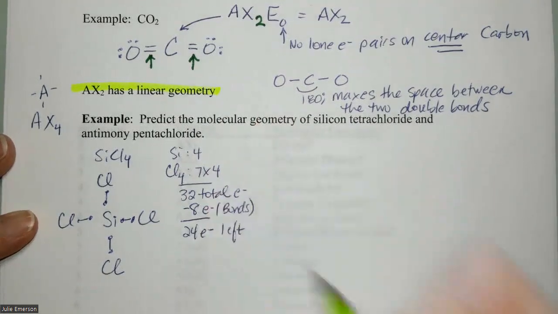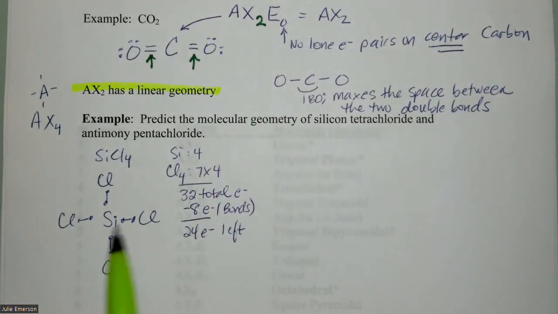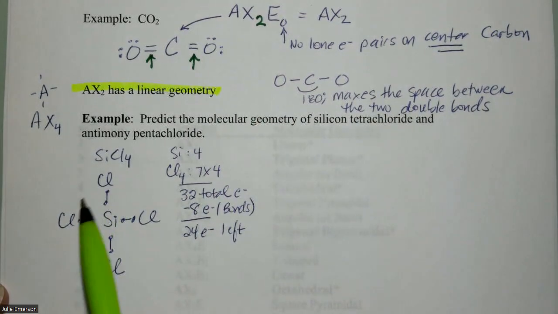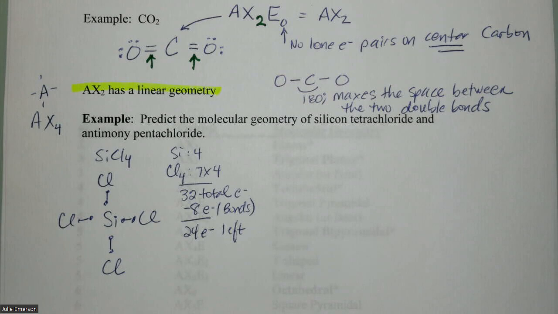All right, so silicon looks good, right? We talked about how you want to get to that octet. And so we have a full octet for the silicon. It's got a full 4 bonds or 8 electrons around it.